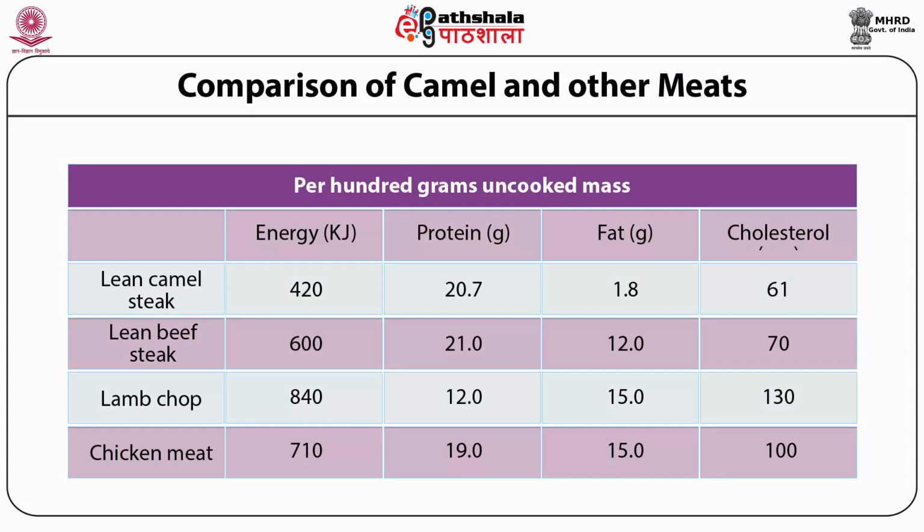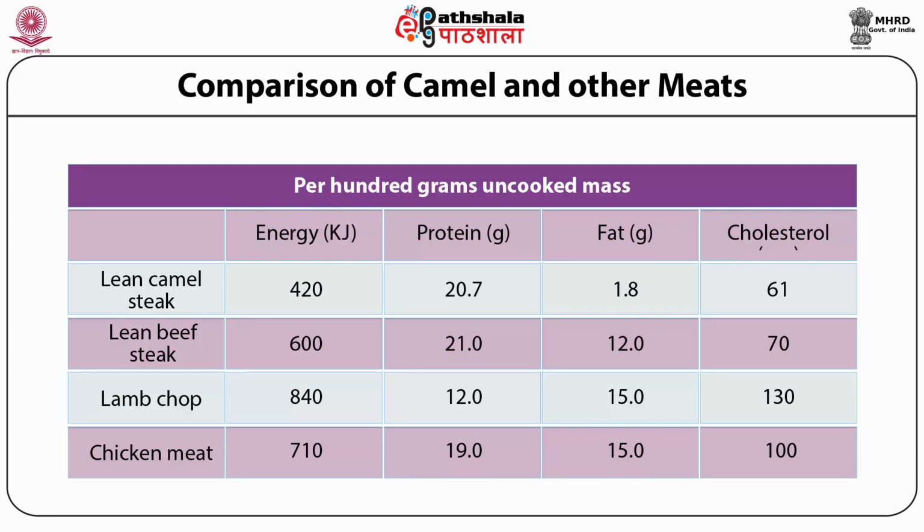Comparisons of camel meat with other meats show that camel steak has protein levels similar to beef and has significantly less fat than lamb and chicken, which have 8 times more fat, and pork chops, which have 14 times more fat than a camel steak. Camel steak also contains less cholesterol, that is 61 mg of cholesterol per 100 gram of uncooked camel meat, compared with 70 mg, 130 mg, and 100 mg for beef, lamb chops, and chicken meat respectively.